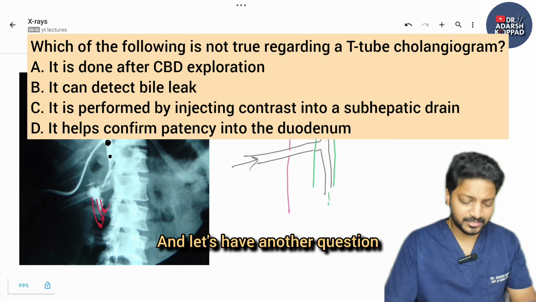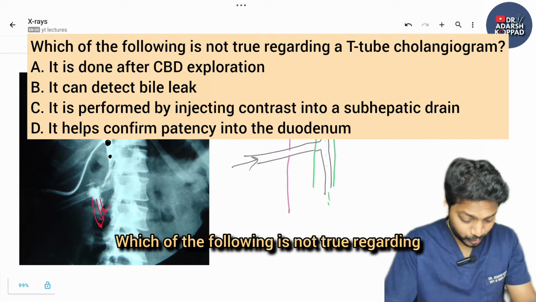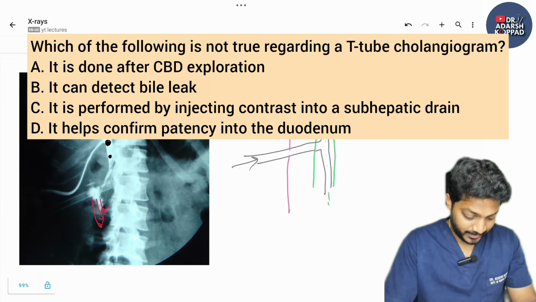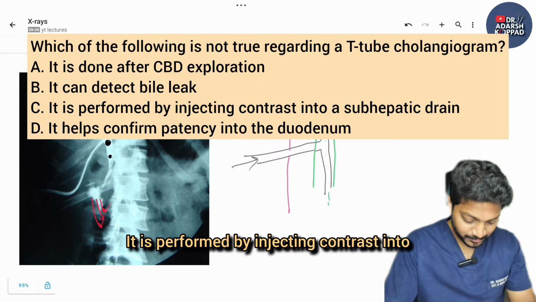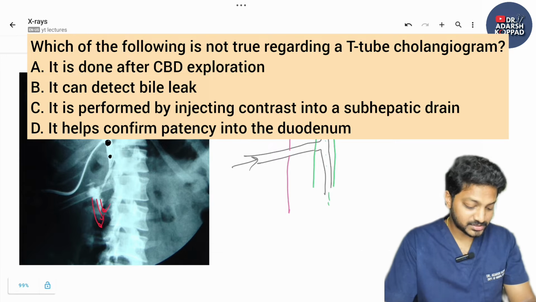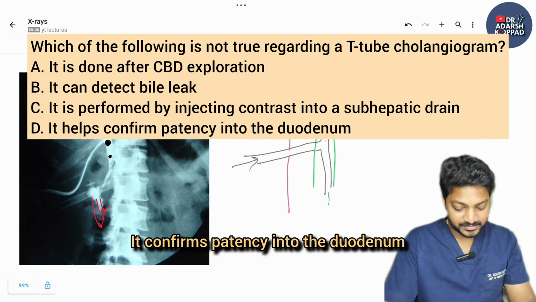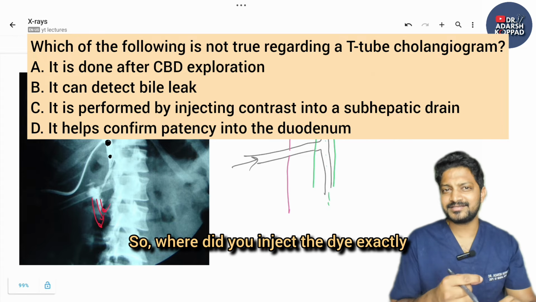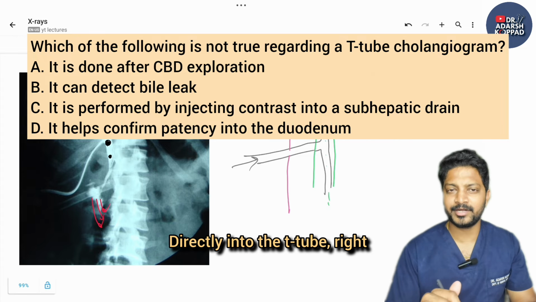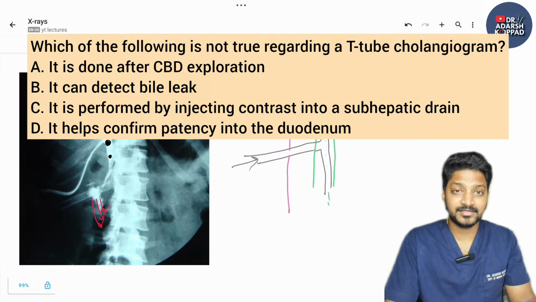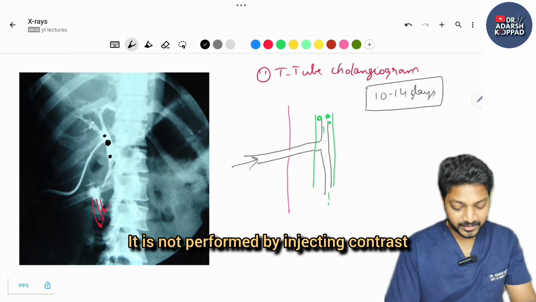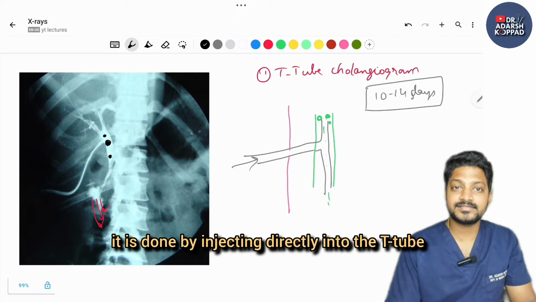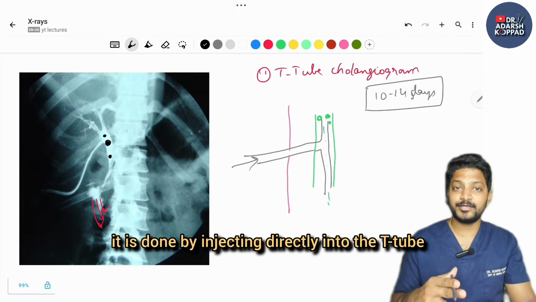And let's have another question. Which of the following is not true regarding a T-tube cholangiogram? It is done after CBD exploration. It can detect bile leak. It is performed by injecting contrast into a subhepatic drain. It confirms patency into the duodenum. So where did you inject the dye exactly? Directly into the T-tube, right? You didn't inject it anywhere else. So option C was not true, so that's the right option. It is not performed by injecting contrast into a subhepatic drain. It is done by injecting directly into the T-tube.